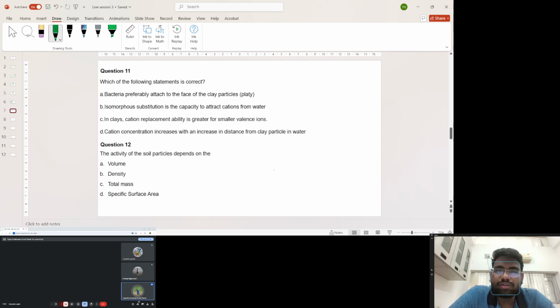Okay. So as far as option A is concerned, bacteria are predominantly negatively charged. Even though they are living organisms, they are known to exist in a relatively negative charge. So that's why they get attracted towards the edges which are positively charged. So that is the reason. So the first option is not right.